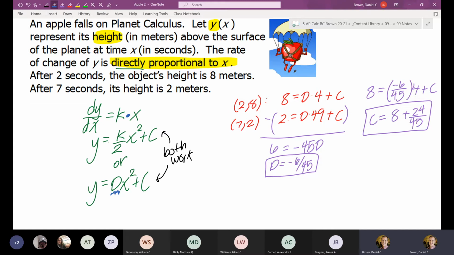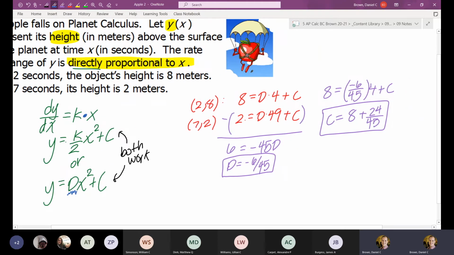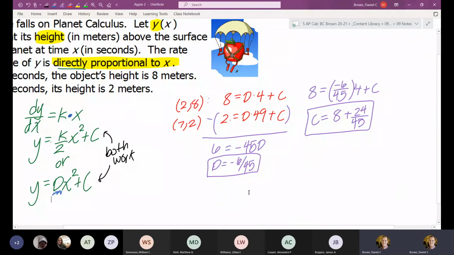So I have my two initial conditions. That's what I see in red. And then to solve it, we are going to solve it by elimination. And so I get that d is equal to that fraction, -6 over 45. And then once I know d, which if you had solved it for k, then you would plug it in for k, use that to find your c. So I did get c was equal to 8 plus 24 over 45. Final answer, I used the rewritten version, so the height y is equal to d x squared plus, and then I had my c value.